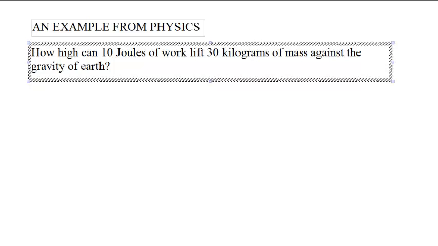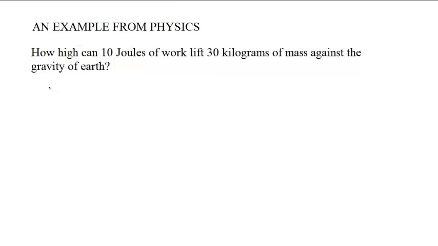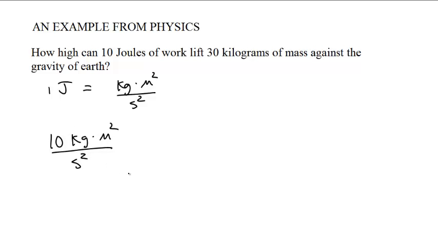Well, you need to know some things here. You need to know that 1 joule is a kilogram times meters squared over seconds squared. So those 10 joules is really 10 kilograms times meters squared all over seconds squared. And 30 kilograms is just 30 kg, and if you want to write that as a fraction, it's over 1, of mass against the gravity of Earth.